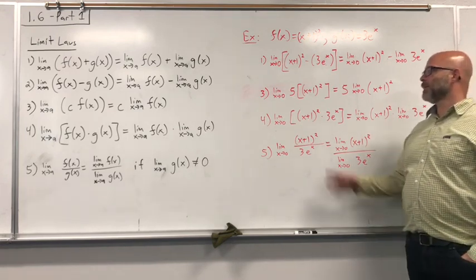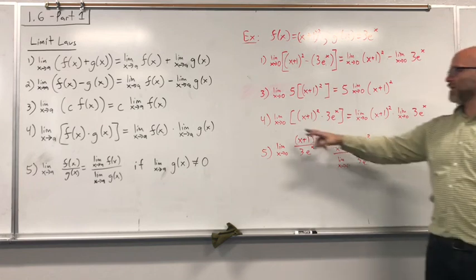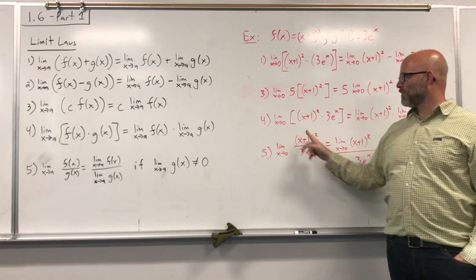Fourth limit law right here. Limit of product equals product of limits. No problem. Plug in 0. What do you get? 1, 3. 1 times 3 is 3.